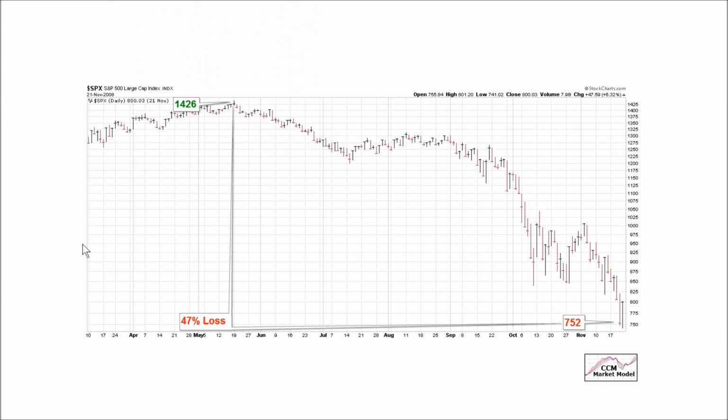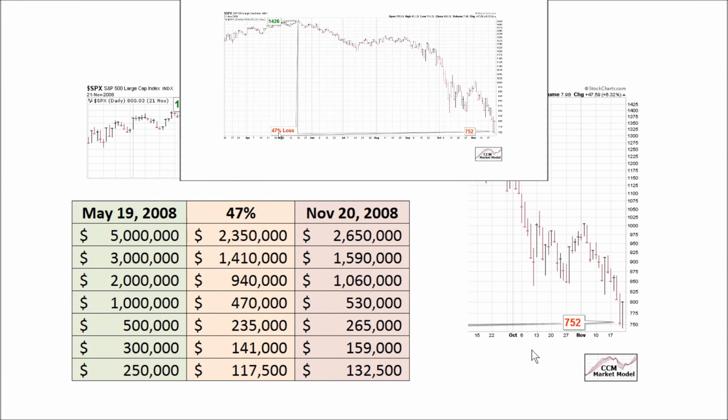Since we'll be covering bear market tactics, we'll look at 2008 because it's still relatively fresh in most people's minds. We'll be covering roughly this period here in 2008 when the S&P 500 was trading at 1426 and moving all the way down to this period here in late November of 2008. This is a 47% loss, and we'll talk about how we could have mitigated, not eliminated, some of this risk.